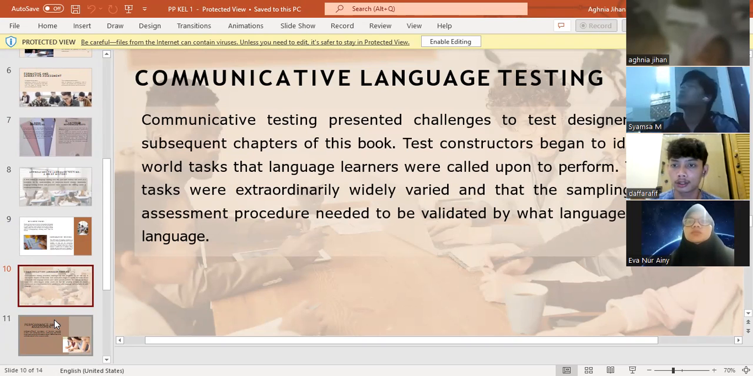by what language users actually do with language. So I think that's all from me.